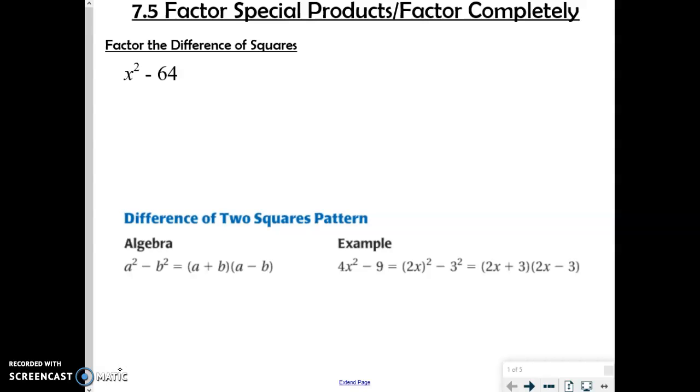If that does work out, as you can see here in the middle of the page, the algebraic way of doing it is to take the square root of the first plus the square root of the second times the square root of the first minus the square root of the second. So to factor the example that we have here for our lesson would be to take the square root of x squared, which is x, and then add to that the square root of 64, which is 8. And then we take times that its other binomial, which would be the square root of x squared minus the square root of 64. So it's a very basic way of factoring, but the stipulation here is that you're subtracting and both of the terms are perfect squares.